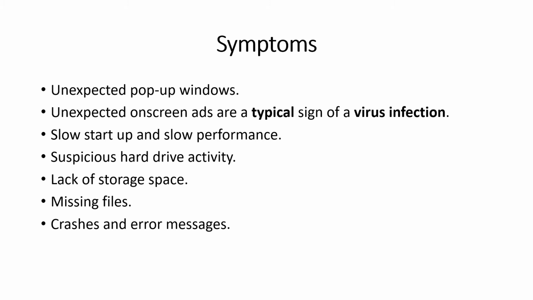Typical signs of computer virus or worm infections include unexpected pop-up windows, constant browser pop-ups, unidentifiable programs, increased network activity, unexpected on-screen ads, which are typical signs of a virus infection on your computer or mobile phones, and slow startup and slow performance of your computer or mobile phone, suspicious hard drive activity, lack of storage space, missing files, crashes and error messages, flickering. So there are many symptoms. The symptoms mainly depend on that particular virus or worm.